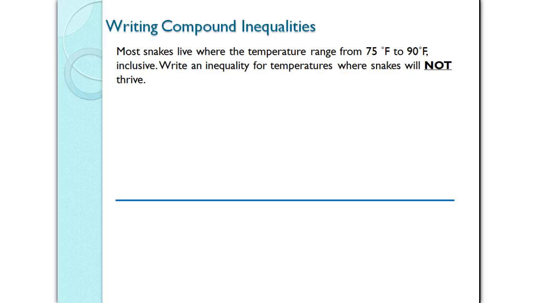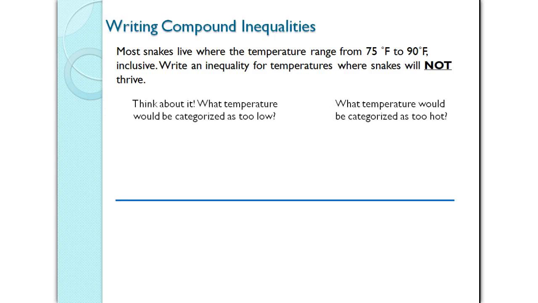Write an inequality for temperatures where snakes will not thrive. So we're trying to figure out which temperatures would cause snakes to not be able to thrive, not be able to live. So let's think about this. We first need to figure out, okay, well, which temperatures would be too low for them to survive, and then which temperatures would be too hot for them to survive.